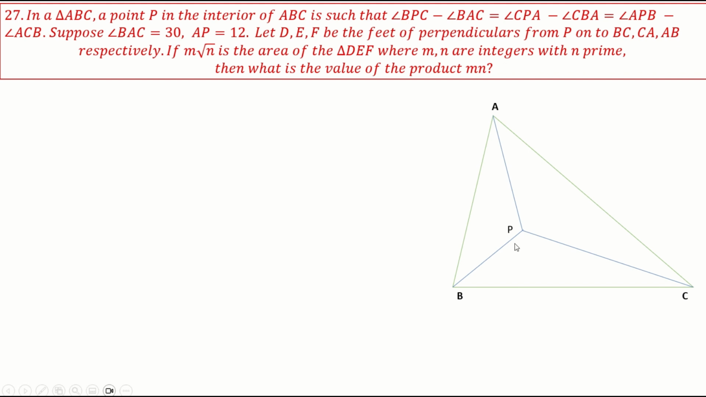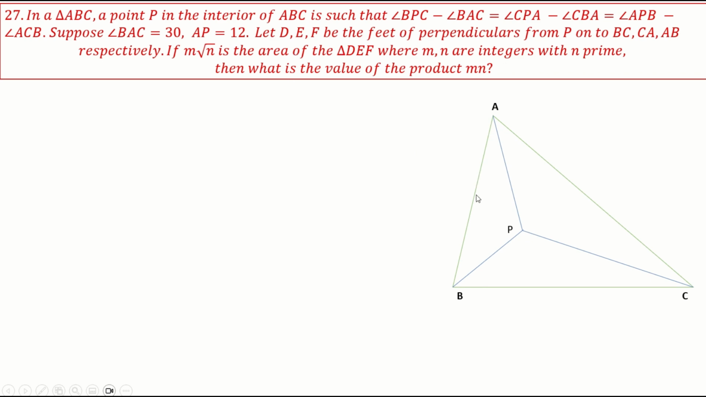Such that angle BPC minus angle BAC. This is what they gave in symmetry, so I'll just explain here. Angle BPC is this one. Angle BAC is nothing but angle A. So if you call it x minus A equal to y minus B equal to z minus C, this is the given information. And also other information given is BAC is 30 degrees, AP is 12 centimeters.